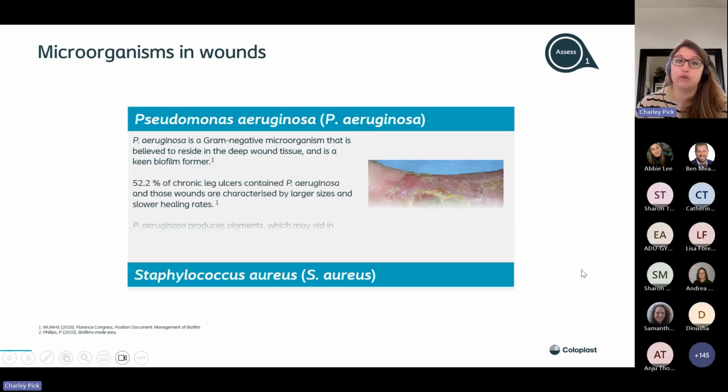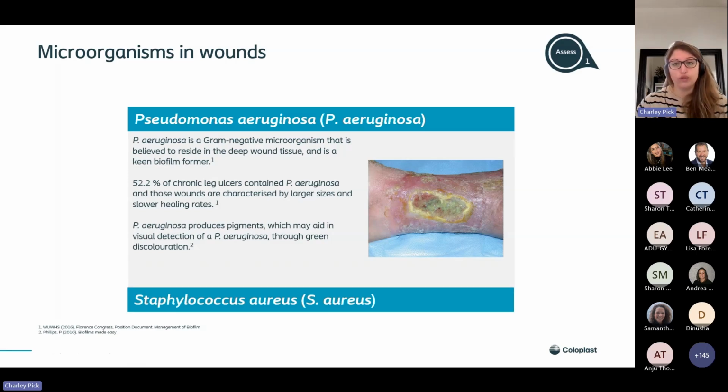Now, microorganisms in the wound, Pseudomonas, I'm sure you've all seen Pseudomonas. It's a gram-negative microorganism, and it's believed to reside in the deep wound tissues and is a keen biofilm former. Now, 52.2% of chronic leg ulcers contain Pseudomonas, and those wounds are characterized by larger sizes and slower healing rates. Now, Pseudomonas produces this pigmentation, which aids in that visual detection through that green discoloration. Now, it can be a really lovely colour of green, and I'm sure you have all seen it, but obviously not great for our patients.